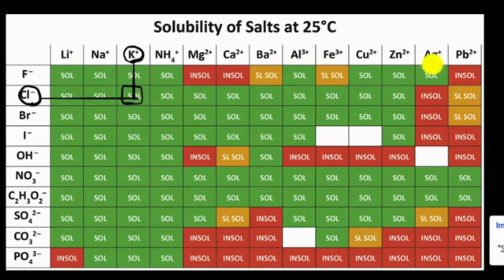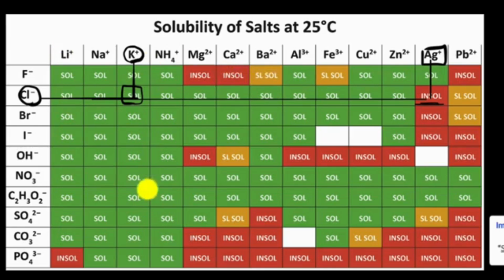But what about silver chloride? Silver is here. Chloride is here. Well, again, try to make them meet. And what do you notice? Silver chloride is insoluble. And what about this yellow, slightly soluble? Well, don't worry too much about that. We'll only work with the soluble and the insoluble ones, okay?